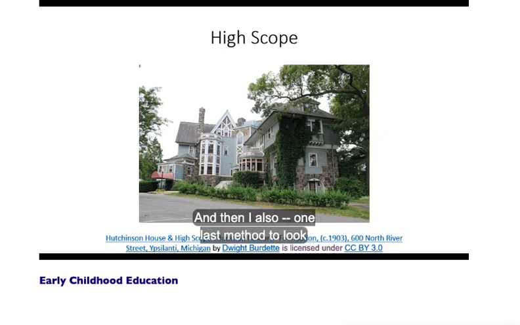And then the one last method to look at is the HighScope method. And again, I couldn't find any open images of HighScope classrooms, but this is the Hutchinson House and HighScope Educational Research Foundation. So for you to look at while I talk. This program was created by David Weikart. It also has defined learning areas. It has 8 different content areas with 58 key developmental indicators.